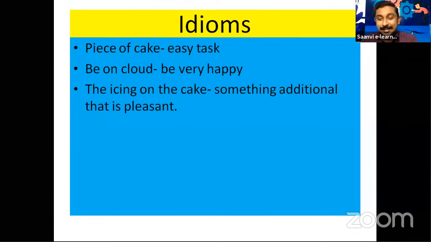So I can join 2 sentences. When I informed students that I'm taking them to Wonderla on an excursion, Agil Sagar was on cloud. And when I said that, after visiting Wonderla, I will take them to Bangalore, it was like an icing on the cake. Means something additional that is pleasant.